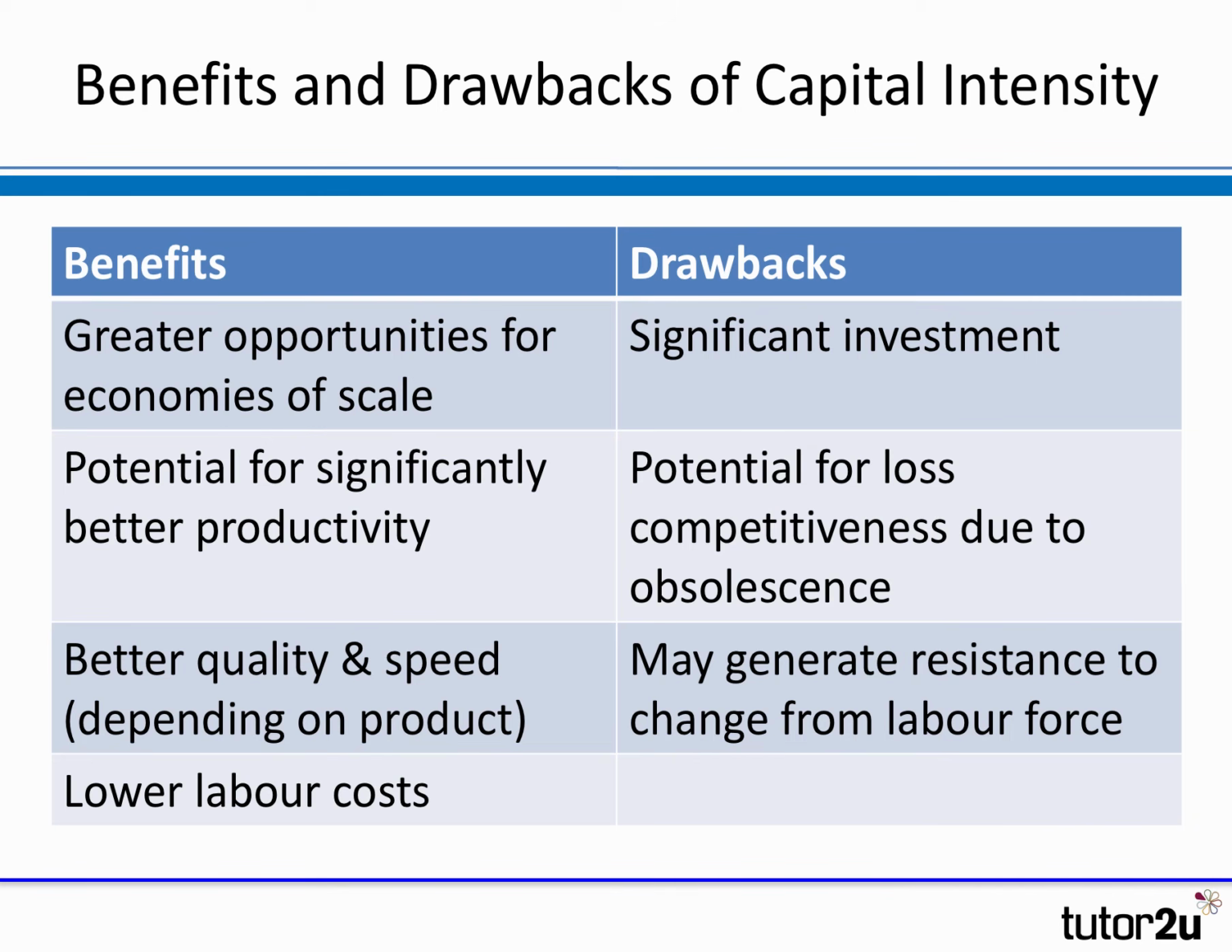Many businesses, when they're thinking about the balance between labour and capital intensity, concentrate on the benefits of swapping labour for capital, for example, by implementing automation into some or all aspects of an operation. And of course, the big benefit, if this can be done successfully, is potentially significant improvements in productivity, and also potentially, depending on what the operations are, on quality and speed.